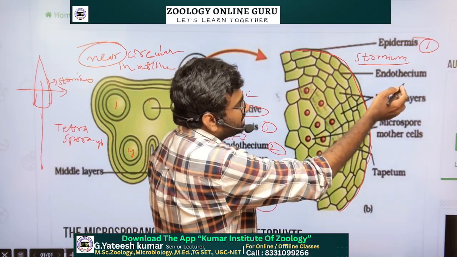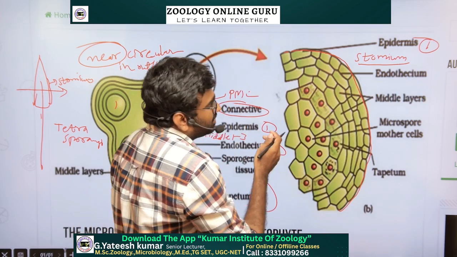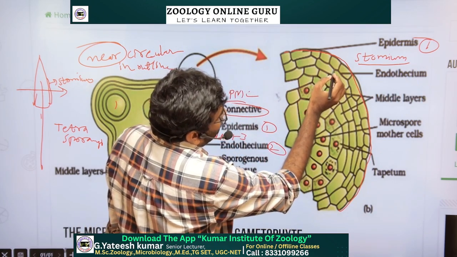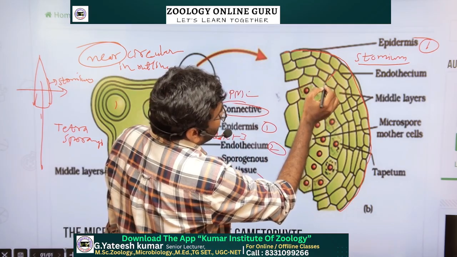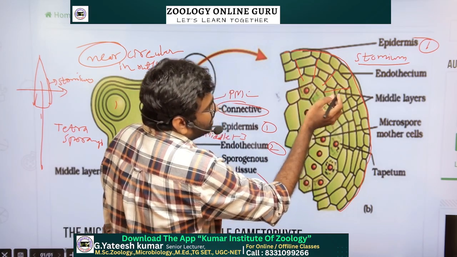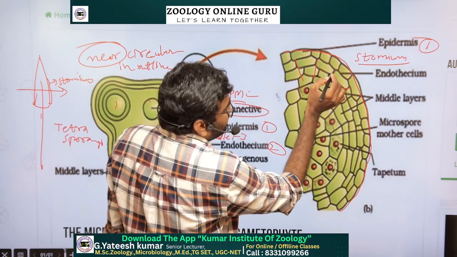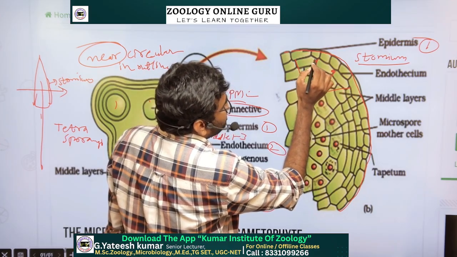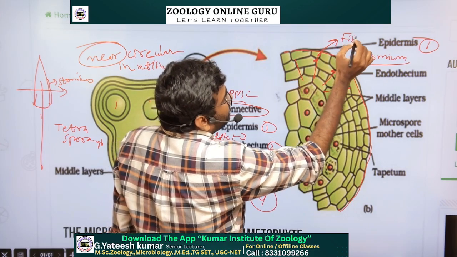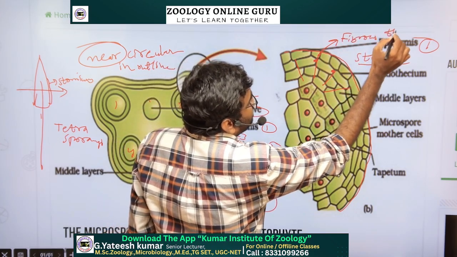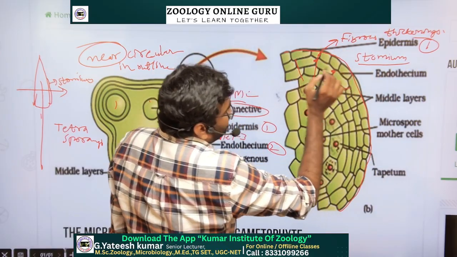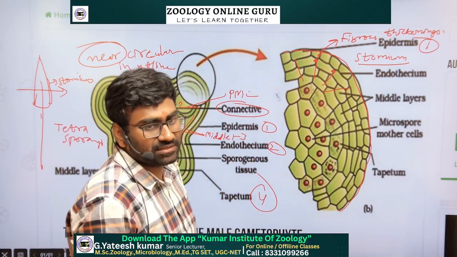And endothecium. This endothecium is the second wall layer. Here the cells expand radially. Radial expansion of cells takes place, and it contains mainly fibrous thickenings at the corners of the cells present in the endothecium.